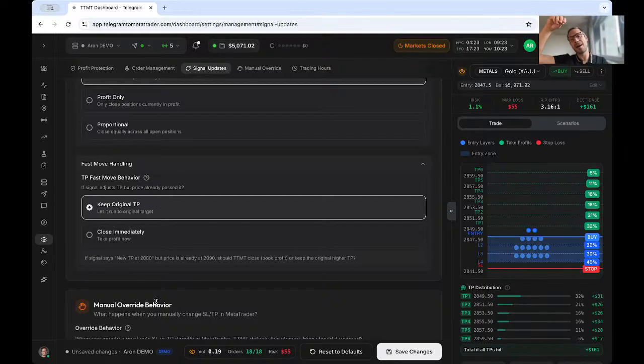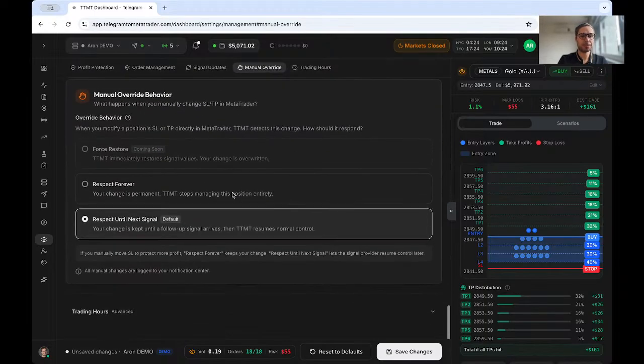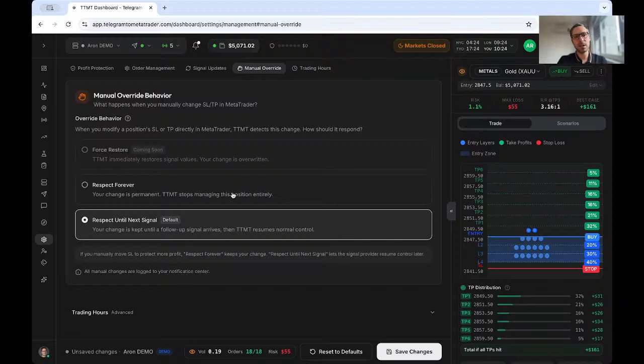When price is already above TP1, you can tell the system what it should do when something like this happens. And then, of course, TTMT is recognizing if you modify something within your trade from your MetaTrader terminal, from mobile. You can do this, of course. You can tell TTMT whether it should respect, for example, if you move the stop loss, or it should restore the original stop loss value, or when a follow-up signal arrives, it should use the new value.